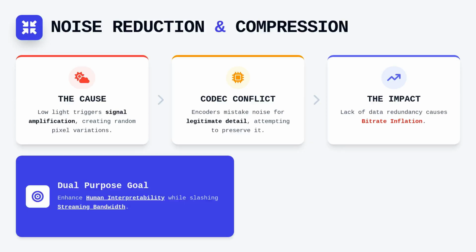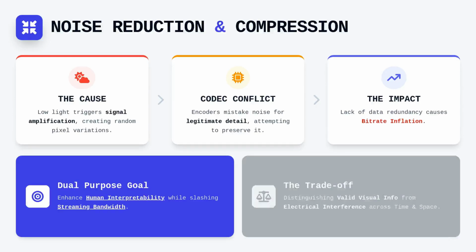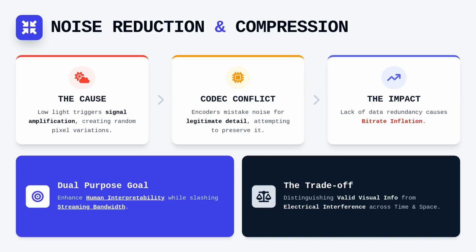Effective noise reduction, therefore, serves a dual purpose by enhancing human interpretability and significantly reducing the bandwidth required to stream the video. We must treat these algorithms as a trade-off mechanism where we actively decide which signals are valid visual information and which signals constitute electrical interference. Achieving this balance requires a firm understanding of how different architectures process pixel data across both time and space.